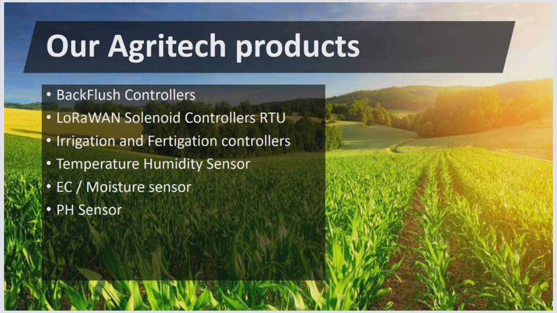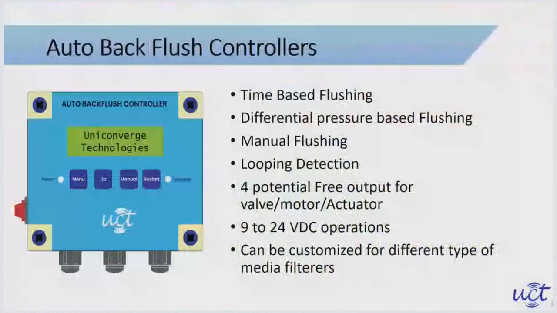and fertigation. And then we have sensors: temperature and humidity sensors, moisture, electrical conductivity and moisture sensors, and then a pH sensor for water quality. So this is our auto backflush controller. It can be used for many kinds of media filters, including sand filters, disc-based filters, and screen-based filters. Like Kaushal sir showed you in an earlier slide, this is how a filter is used in drip irrigation or micro irrigation.